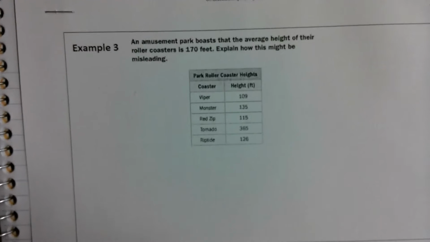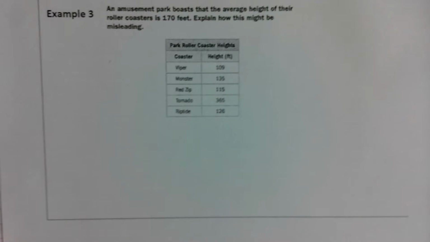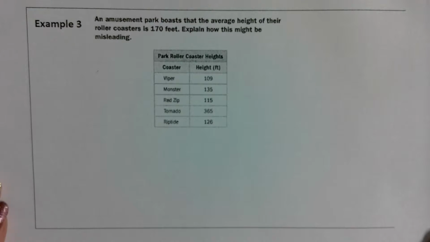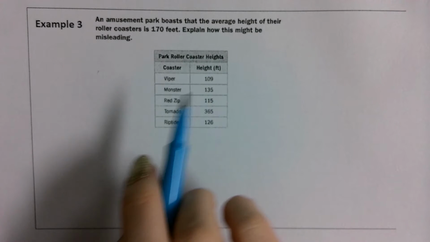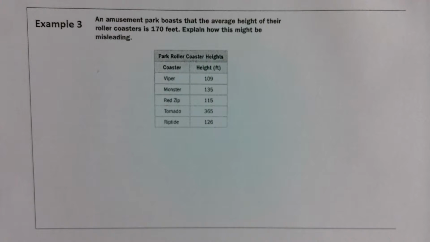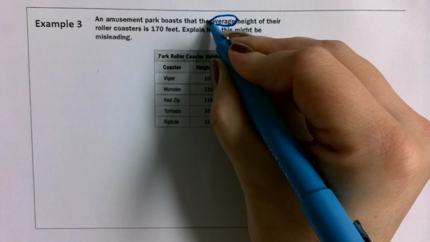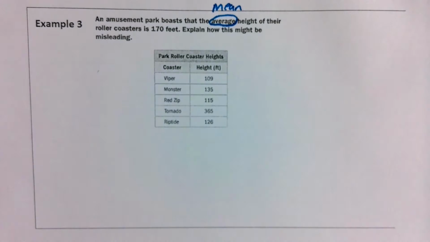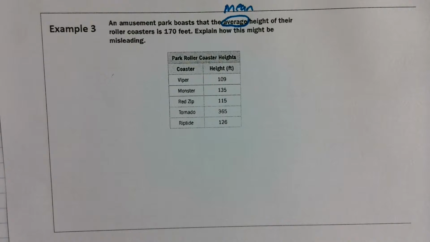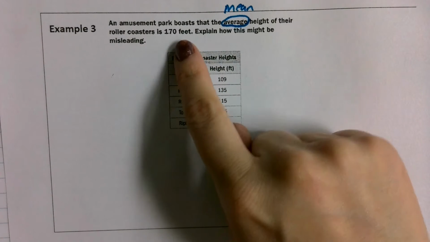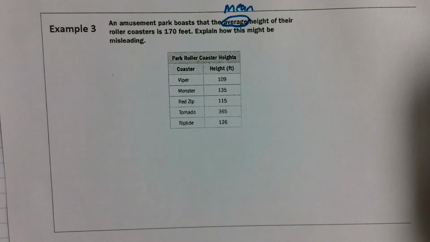All right. The last thing that can cause information to be misleading. Here, we're talking about a roller coaster, and an amusement park is boasting that they've got roller coasters with an average height. What does average mean again? The mean. So they're saying that it has an average height of 170 feet. And if I actually calculate this, yeah, it does come out to 170. If I add all these numbers together and then divide by 5, I will get 170. So that's not wrong. They didn't fudge the numbers.